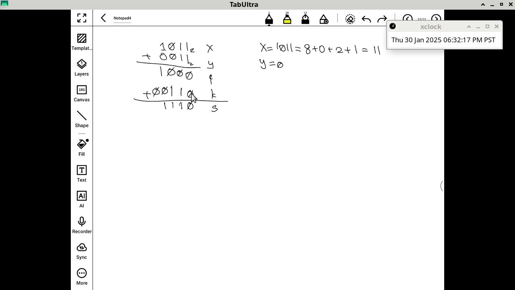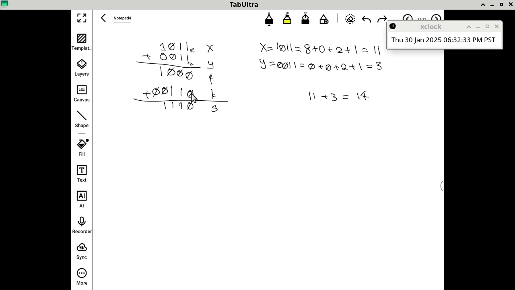Y is 0011. So we have none of 8, none of 4. We have 1 two, we have 1 one. So that is representing 3 in decimal. When you add those two, 11 plus 3 is 14.